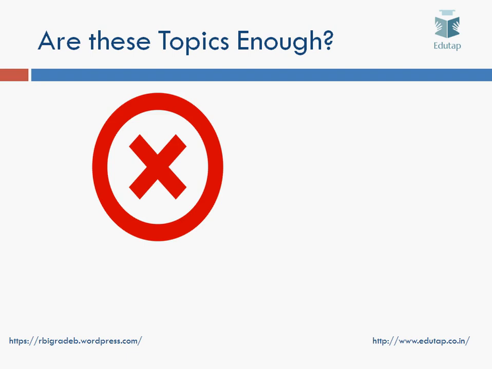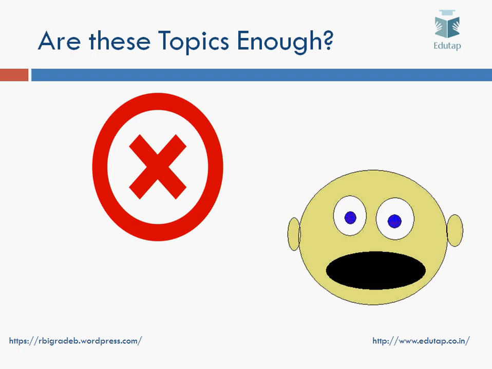Well, RBI is always in a habit of giving you a surprise. So we think this year there will again be a surprise. No doubt the topics from which numericals were asked last year are important topics, and this year also there would be numericals asked from some of the topics, but maybe not all of them.